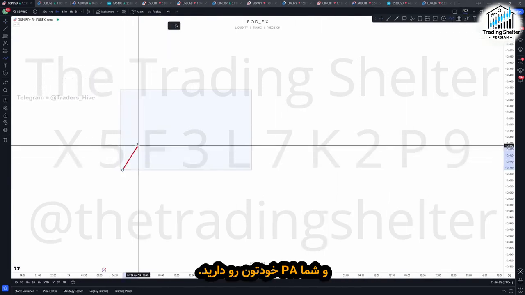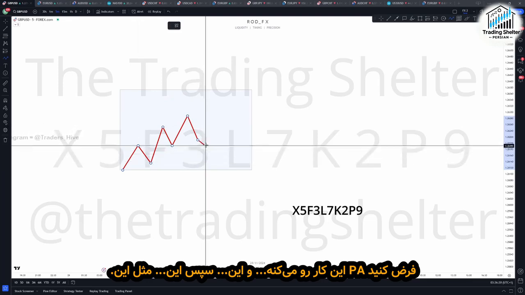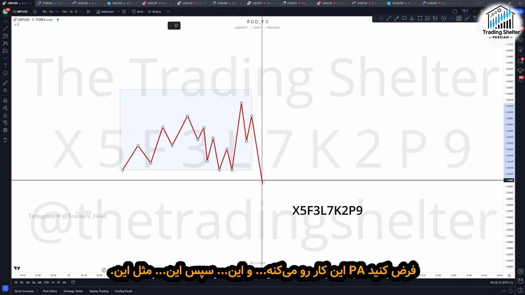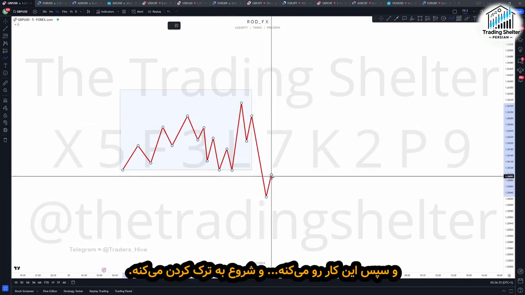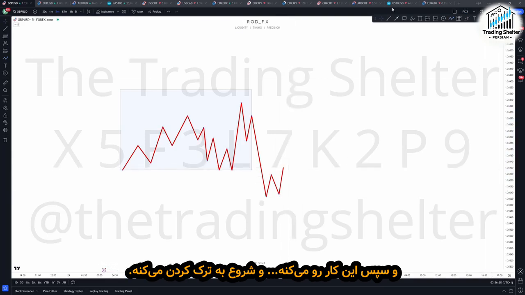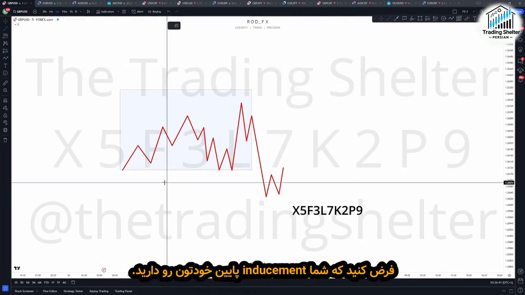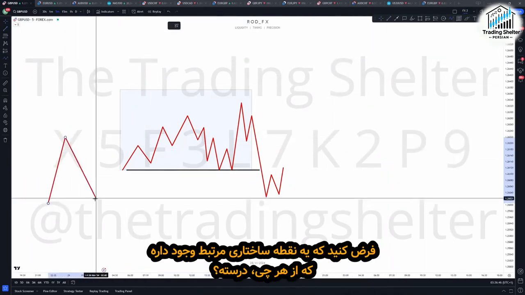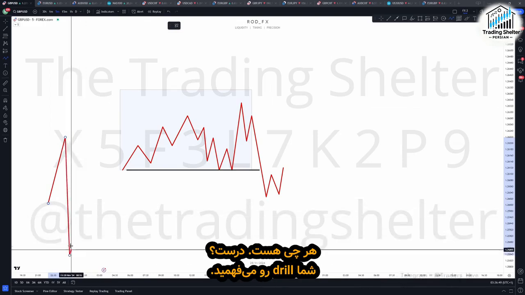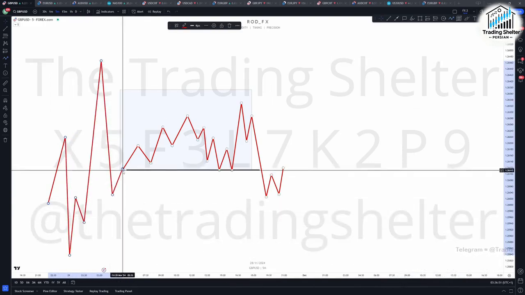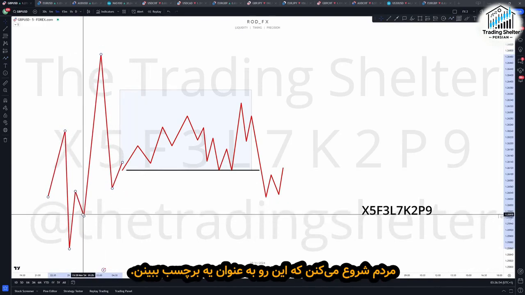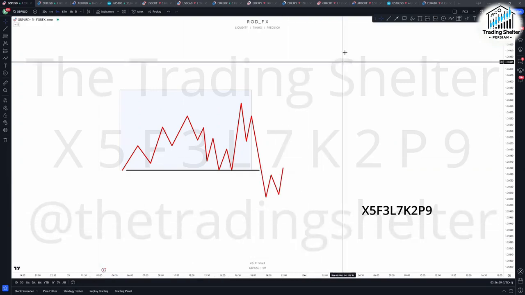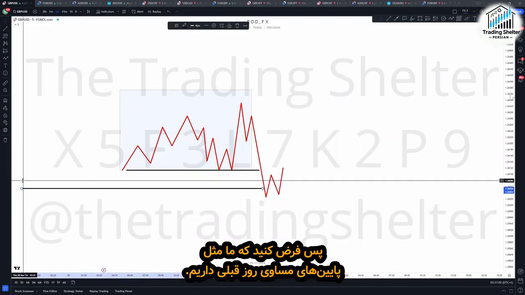Let's say the PA does this, and this, then this, like this. And then does this and starts leaving. Let's say that you have your inducement low. Let's say that there's even a relevant structural point that was made, whatever. You understand the drill. Let's remove this, people are going to start to look at this as a label. So let's say that we have previous day equal lows, equity.